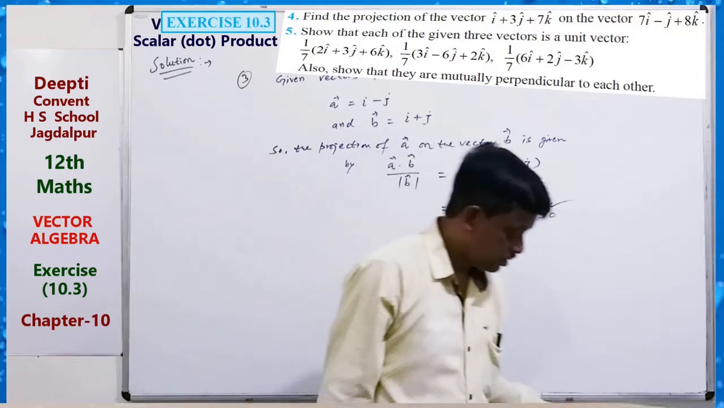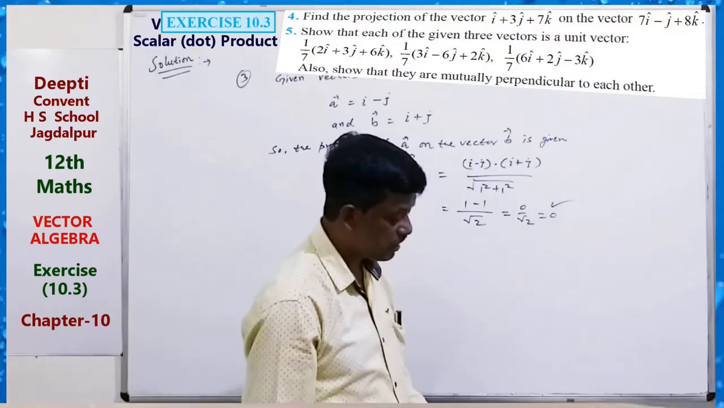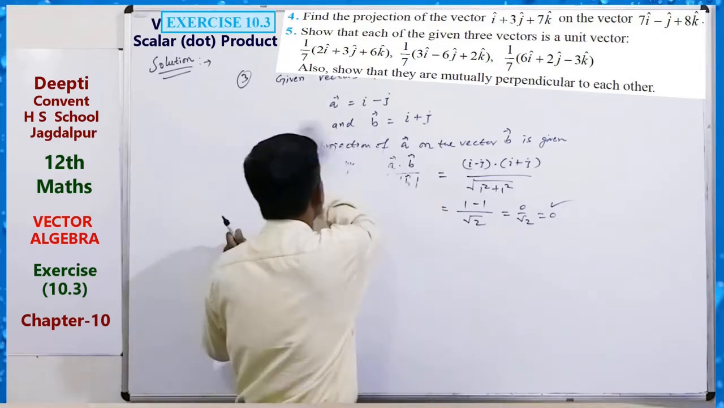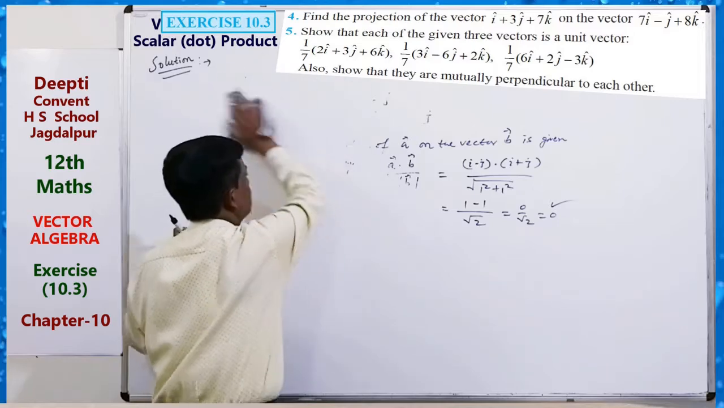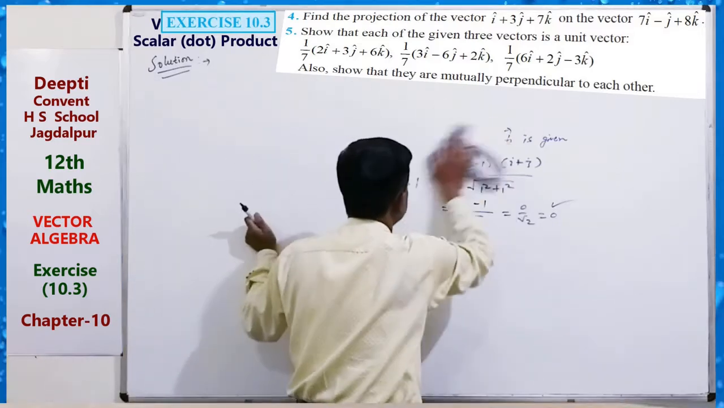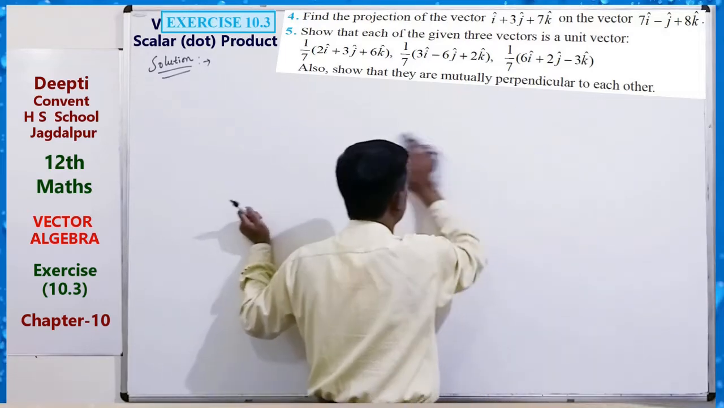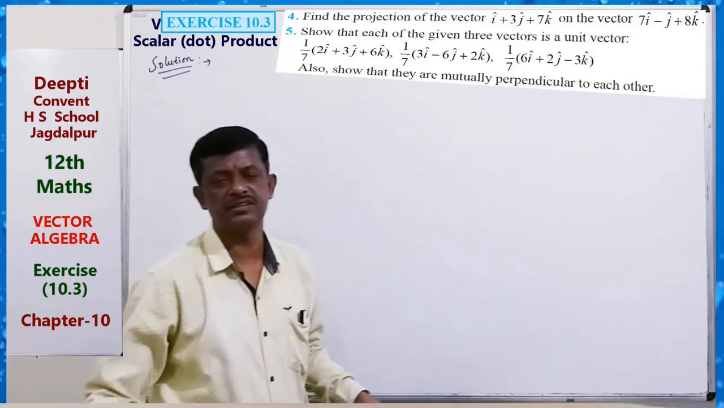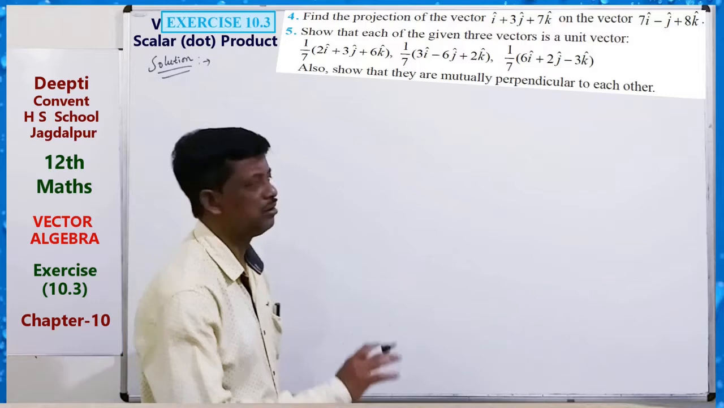Fifth question: show that each of the given 3 vectors is a unit vector and also show that they are mutually perpendicular to each other. Three vectors are given in question 5 and we have to show that all are unit vectors. For unit vectors, the modulus should be equal to 1. So you can solve it.